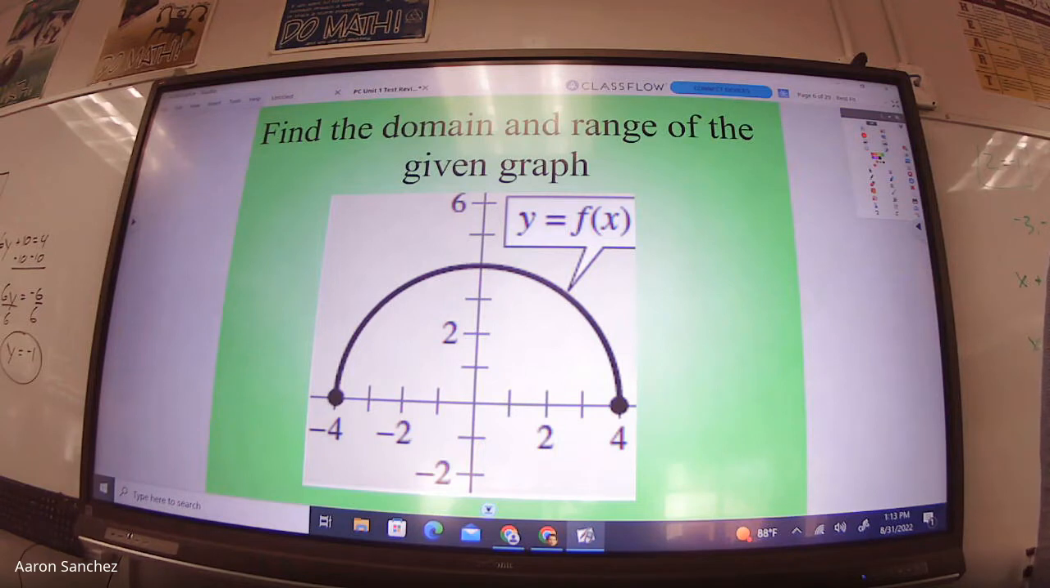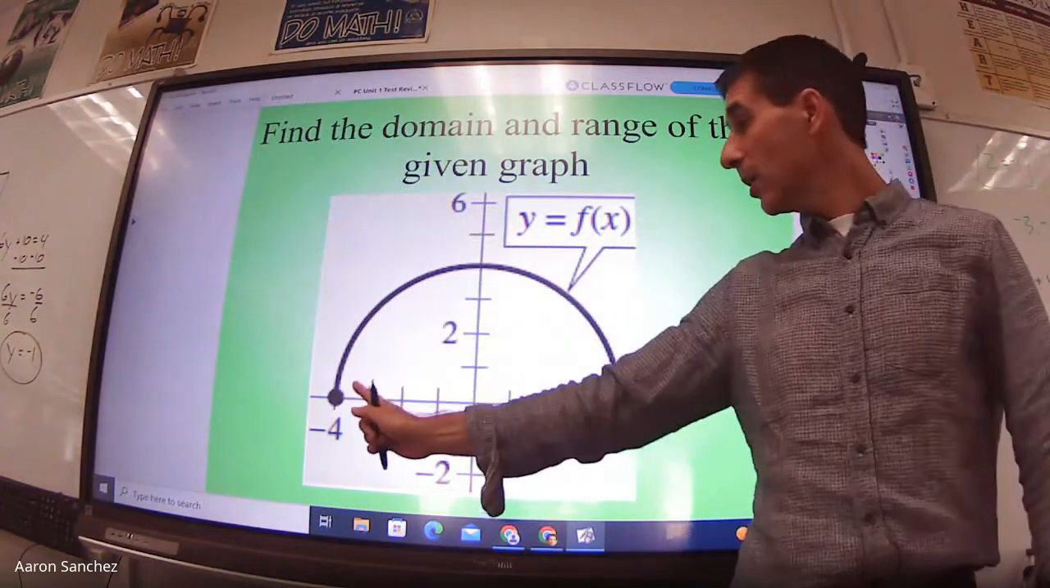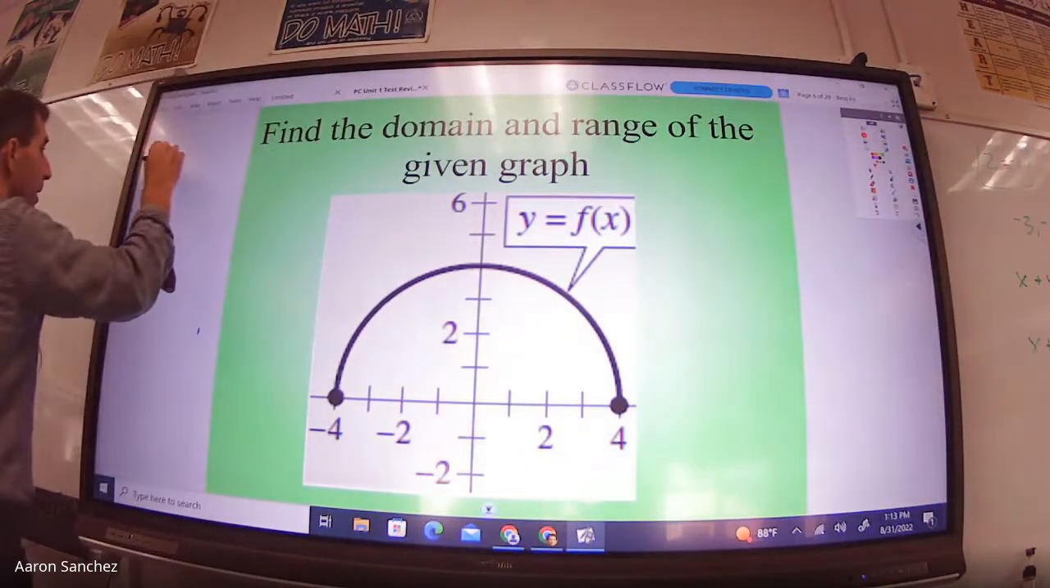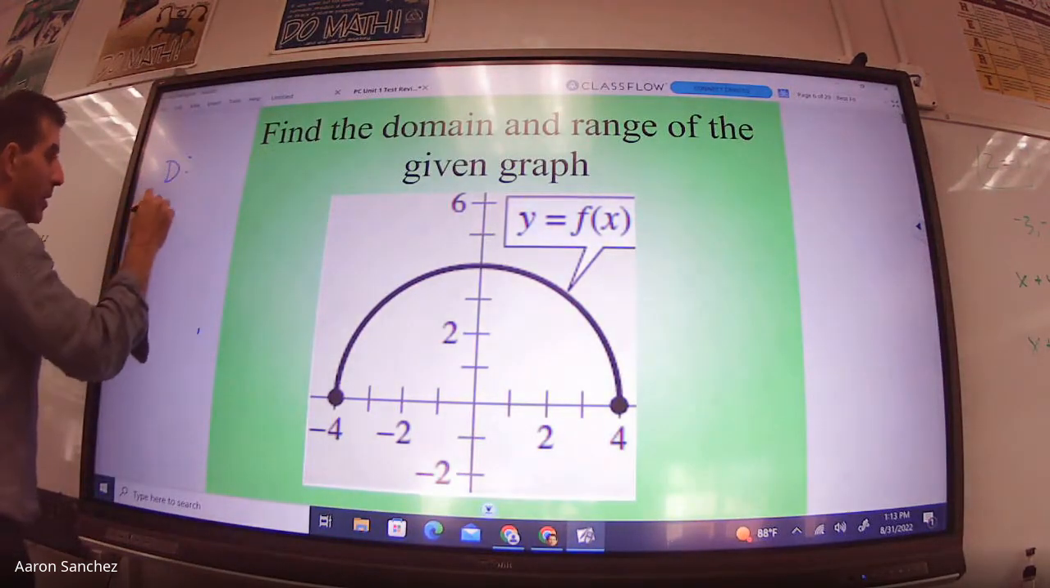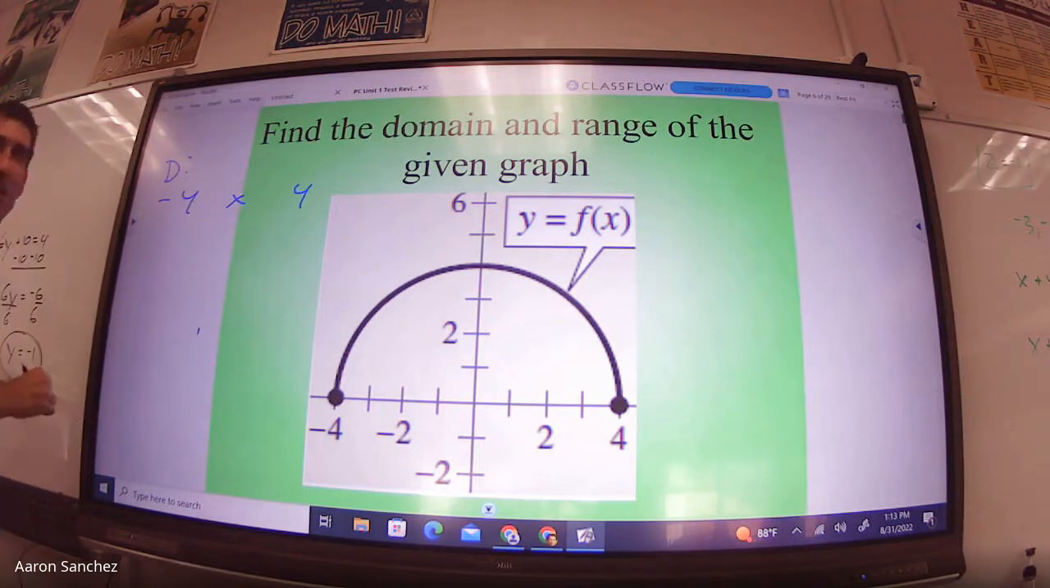So the domain is the x. This way, right? I start at -4 and I go to +4. So I could write it like this. You don't even need to put that. Why? Because domain is X. If you have the X in between, you know it's domain, right?